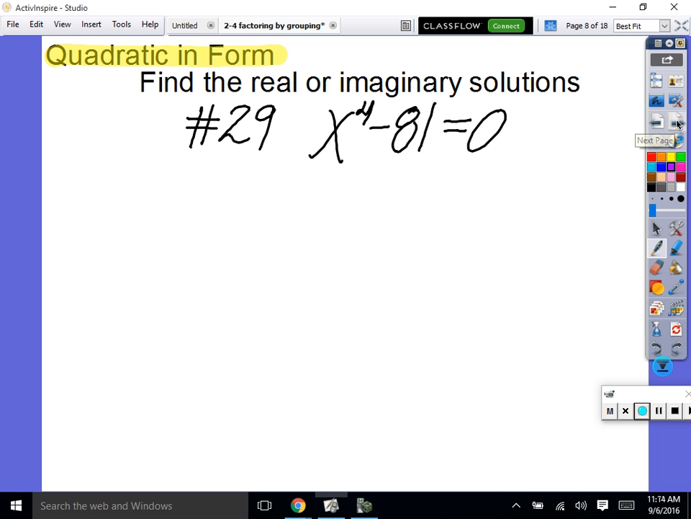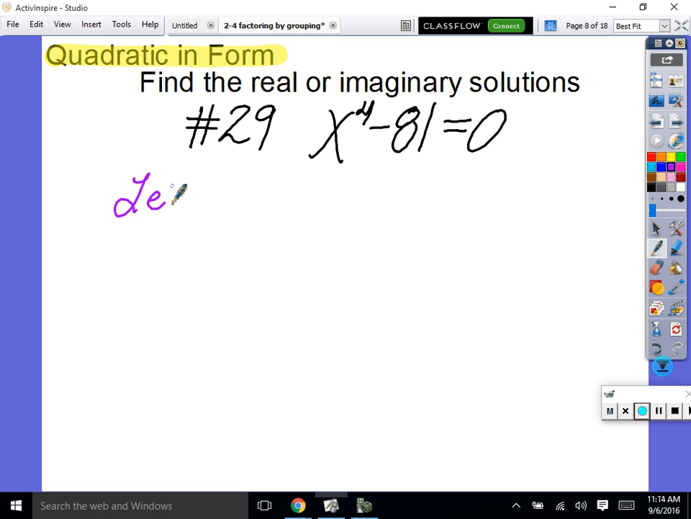Here we go. So it says, find the real or imaginary solutions. We have x to the fourth minus 81. A lot of people will make the sad and sorry mistake of just adding 81 and then fourth rooting it. That would not be correct. You'd get some of the solutions, but not all of them. So we would need to think about this differently. We'd say, actually, this is quadratic in form.